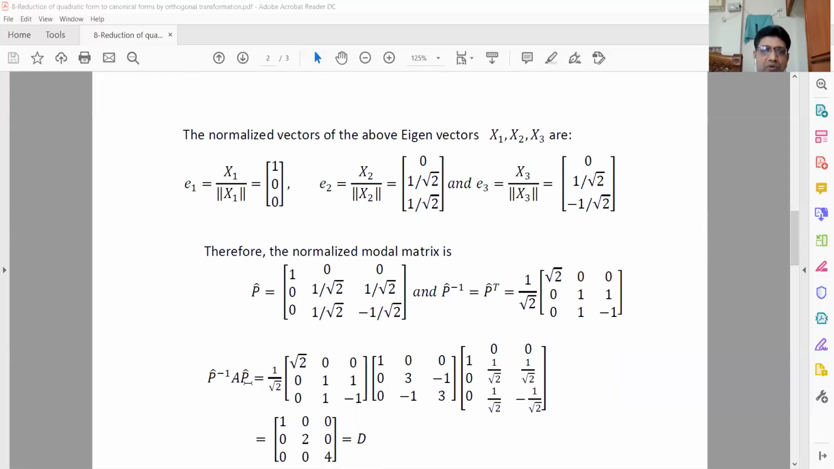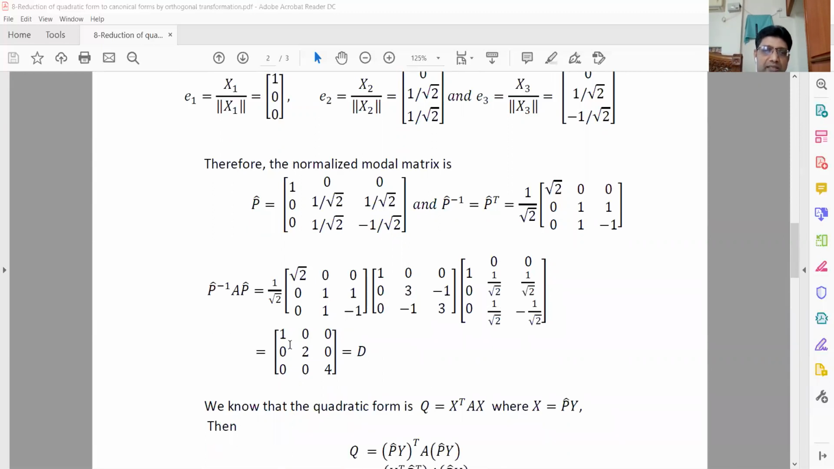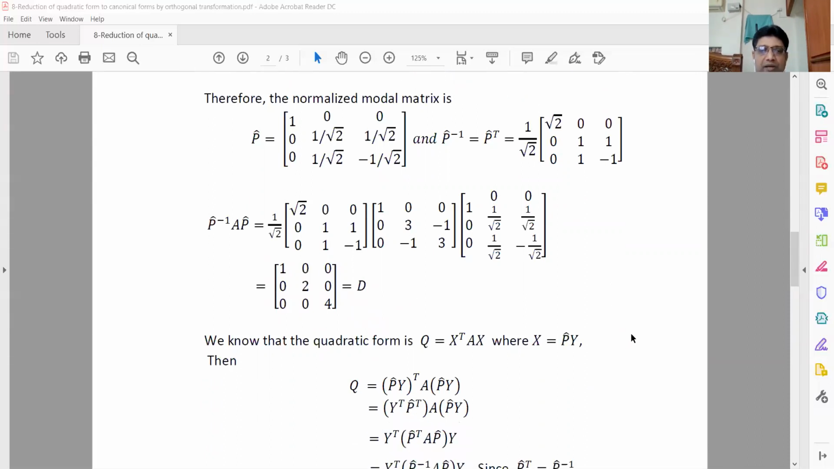Next, P inverse AP we calculate. Then P inverse is this, and A is the given matrix, and P cap is this one. So if you take its product, we got it is D. So clearly, if you look at D, the diagonal matrix, the leading principal diagonal entries are 1, 2, 4, which are nothing but the eigenvalues.